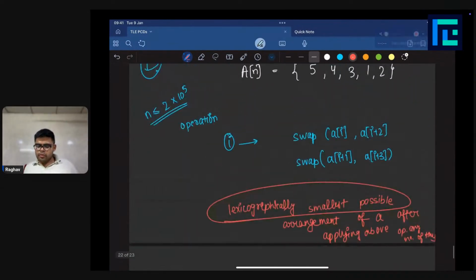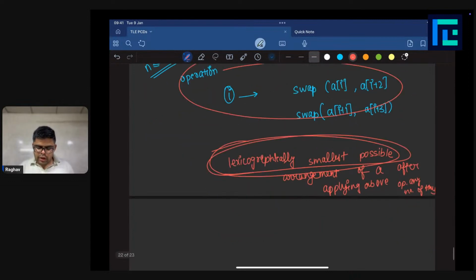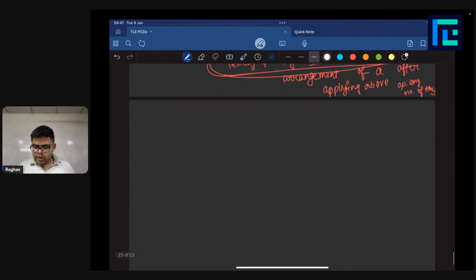So for this problem, all we have to do is find out the lexicographically smallest arrangement of this array A after applying the operation. One thing that I want you people to notice is in the operation, since we are swapping A[i] with A[i+2] and A[i+1] with A[i+3], we are swapping these people.